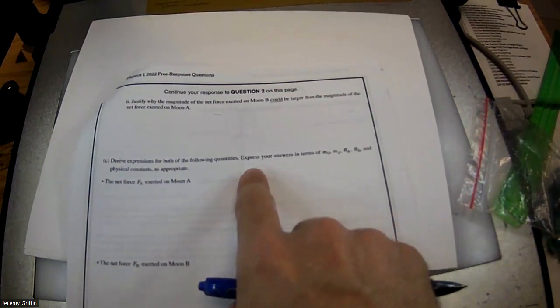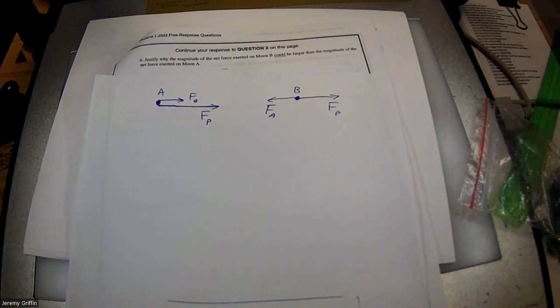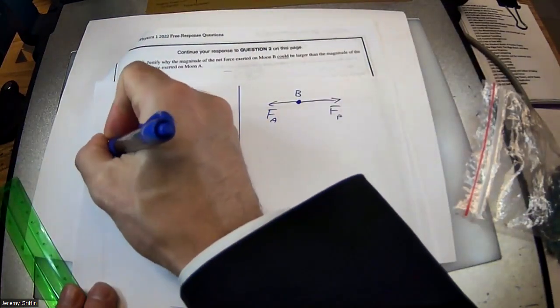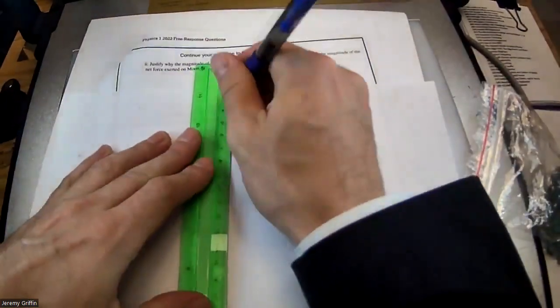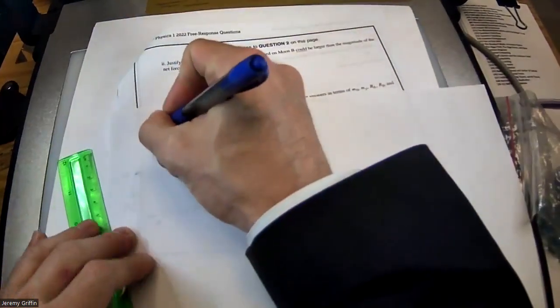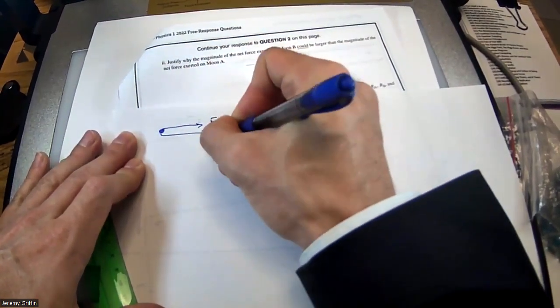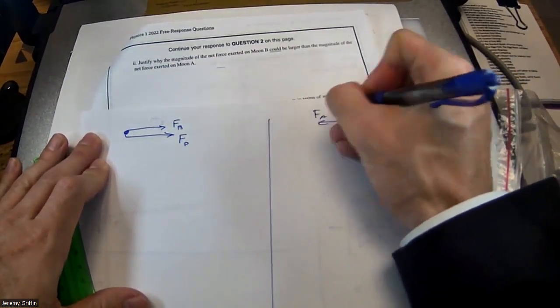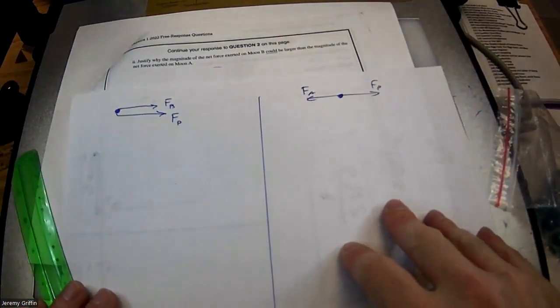Derive expressions for the net force on moon A and the net force on moon B in terms of mass and constant, the whole deal. All right, let's try this out. I'm gonna run out of paper. Let's start over here. So remember, A has force from moon B and also the planet. And then moon B, well, they're just pulling opposite directions: force from moon A and force from the planet. And these FPs are different.